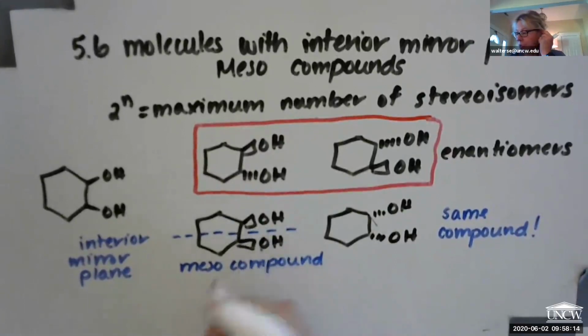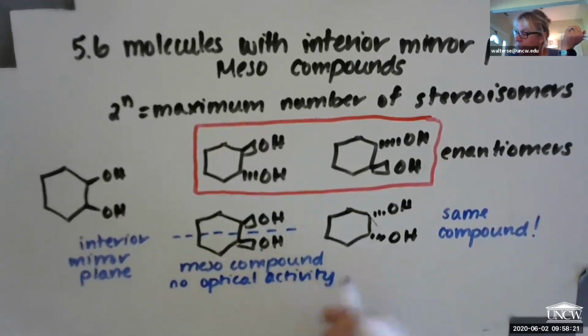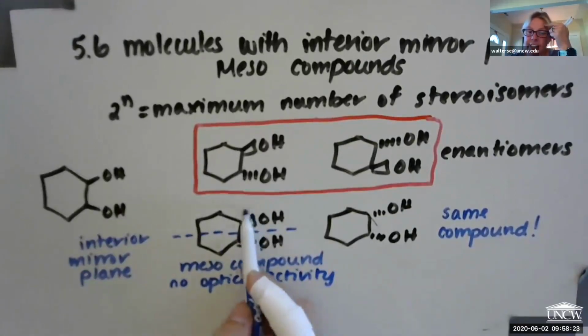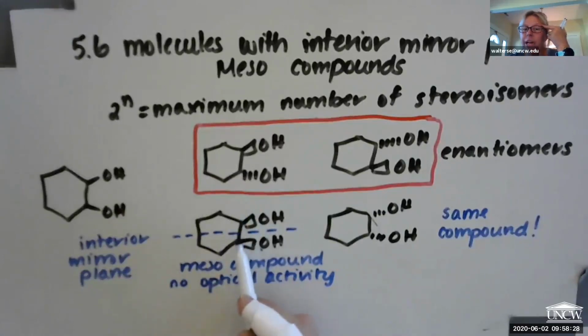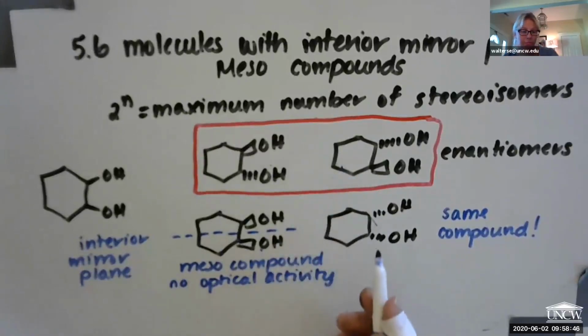Meso compounds will have no optical activity, because any rotation of the light that occurs due to this chiral carbon is equal but opposite to the optical activity at this chiral compound. So meso compounds themselves end up with no optical activity. These 2 would have optical activity, equal but opposite from one another. Okay.